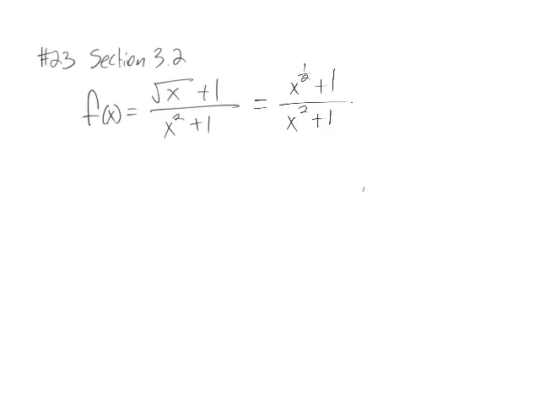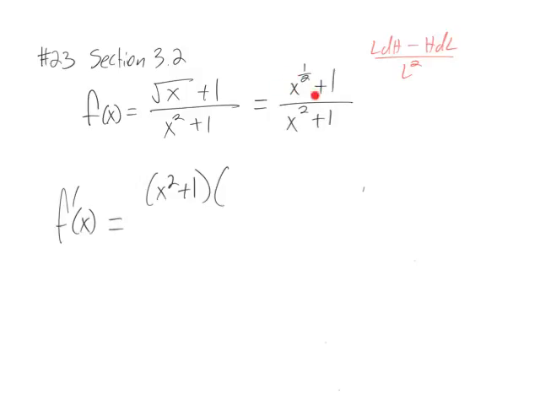And now we can go ahead and take our derivative. Remember that the quotient rule is low times derivative of high minus high times the derivative of low, over the low squared. Alright, so f prime of x is going to be low times the derivative of high. So we need the derivative of this right here, and that's going to be 1/2 x to the negative 1/2.